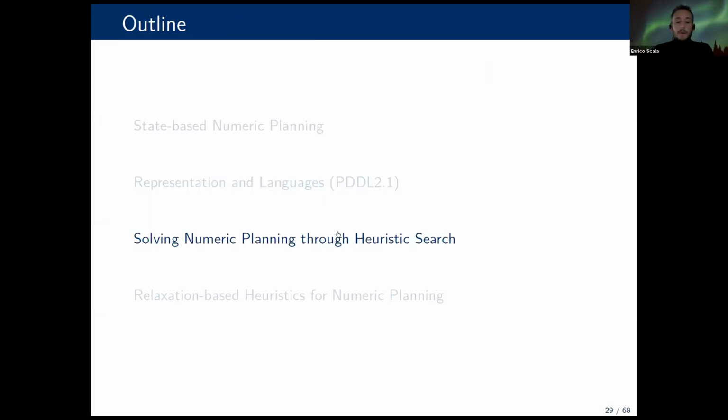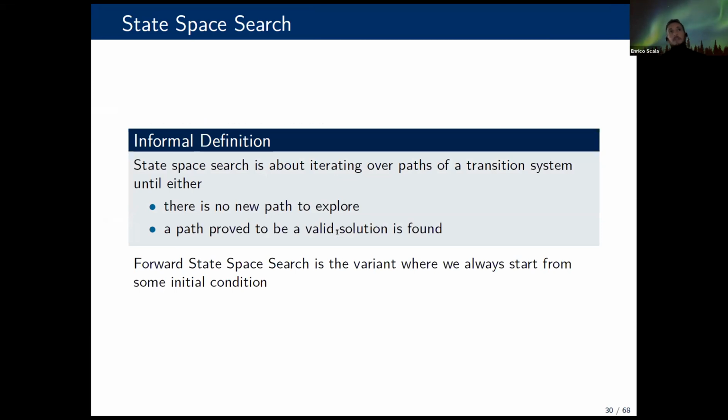Okay, so in this part of the lecture, I'm gonna try to give some basics for actually building a numeric planning system. I'm gonna focus, as Alfonso was saying, on solving numeric planning problems through heuristic search, and in particular through forward state space heuristic search. State space heuristic search, from a very informal point of view, is about iterating over a set of candidate paths in a transition system until either you don't have any new path to explore, or you have found a path that is a valid solution for your problem. The variant called forward state space search is conditioned to the fact that you always start from some initial condition.